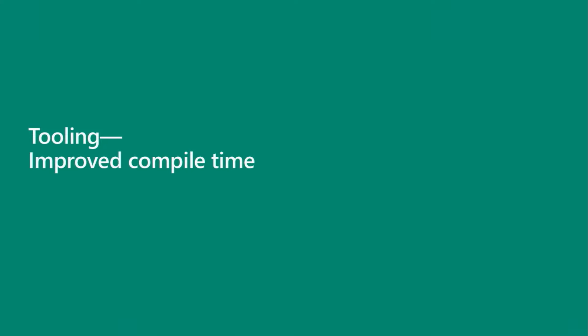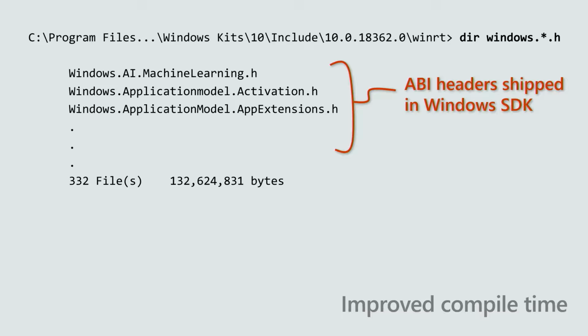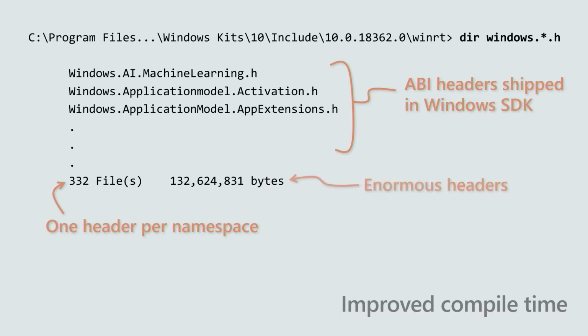Another improvement is compile time. This is something that has always been a challenge for a header-only library like C++/WinRT. Let's look at the way the traditional ABI headers are generated and included by the Windows SDK. You can see that for the ABI headers, there's one per namespace, but they're very, very large. And these ABI headers are very dumb.